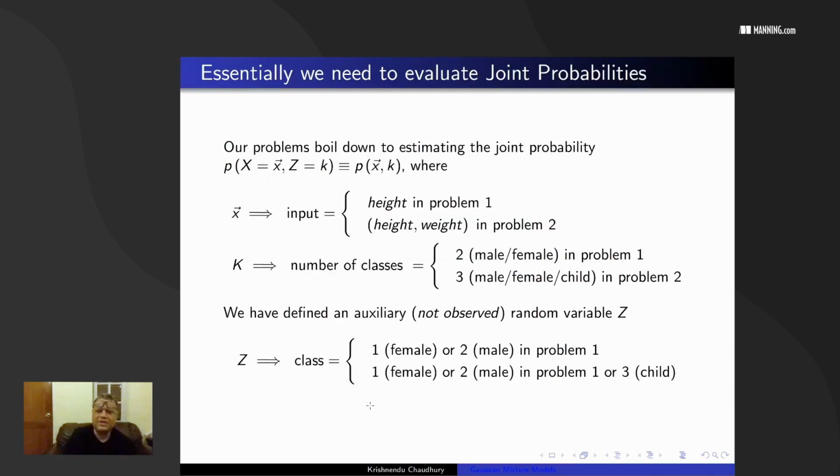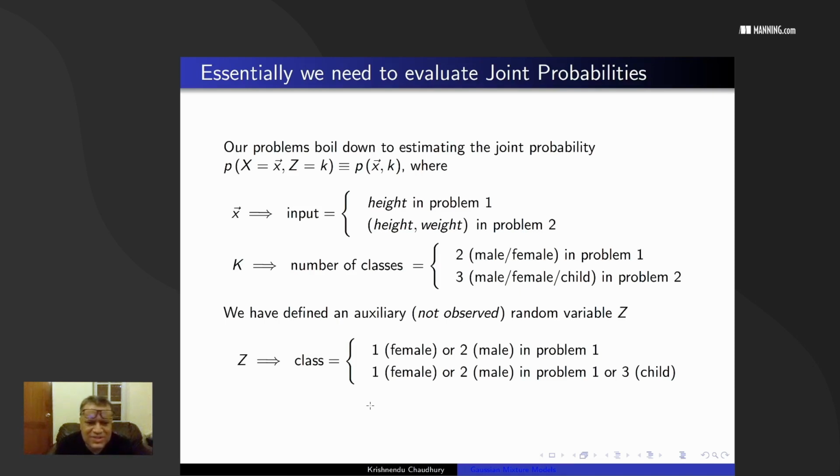Which brings us to Gaussian mixture modeling. We will see that this leads to a weighted combination of Gaussians. That is what we will use to represent this sort of variables. But first, let me point out that what we are trying to solve here is essentially evaluating the joint probability.